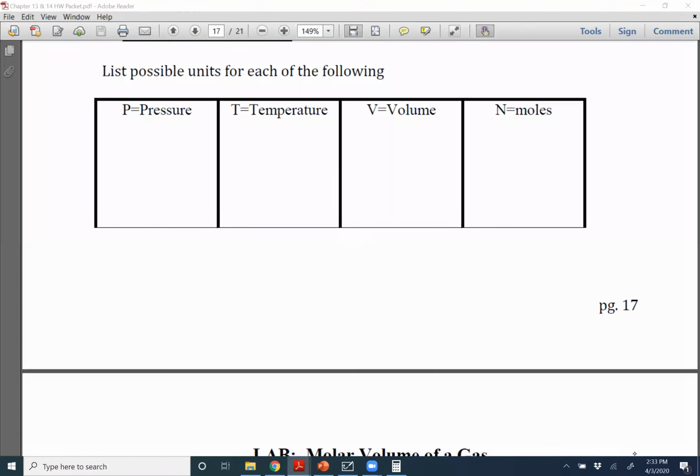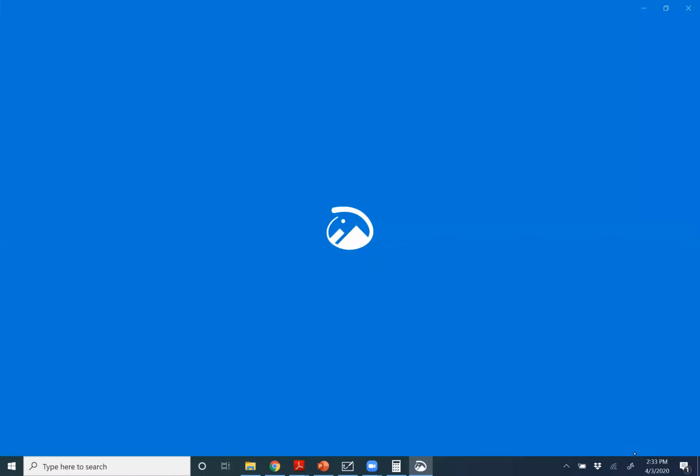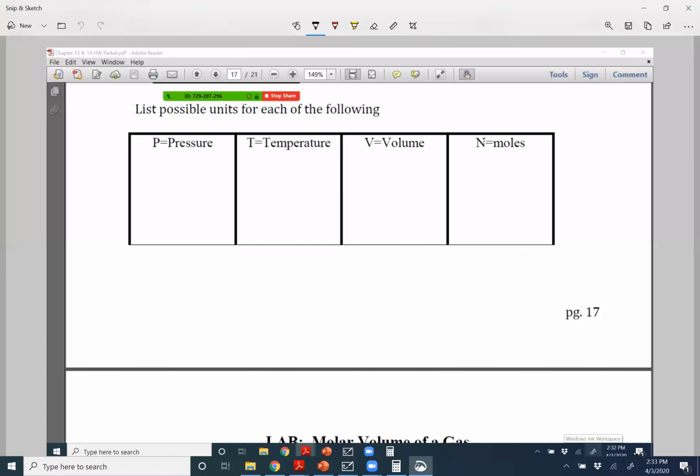Is the pressure equivalence from last time. So in this box down here, you should have written 1 ATM is equal to 760 mmHg, which is the same thing as 760 torr, which is the same as 101,300 pascals, which is the same thing as 14.7 psi.